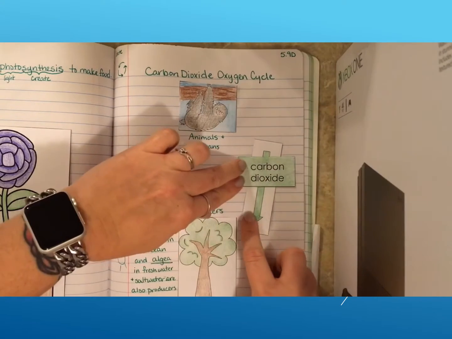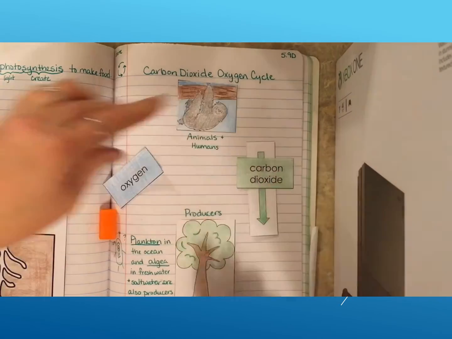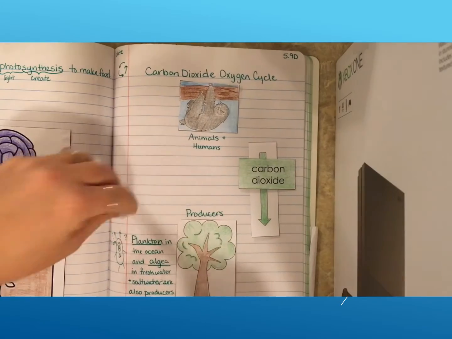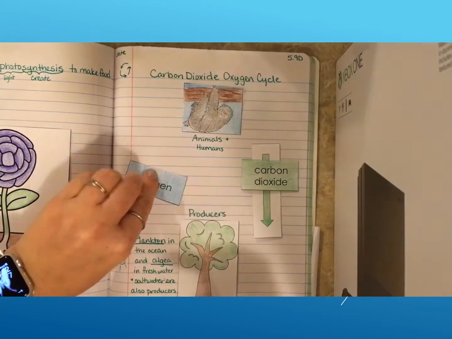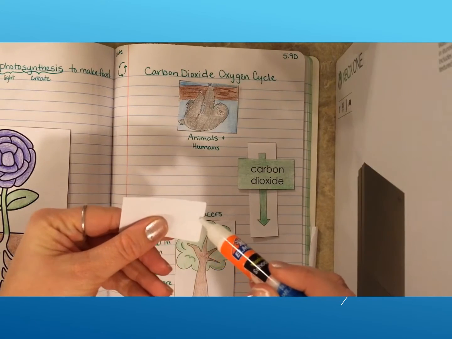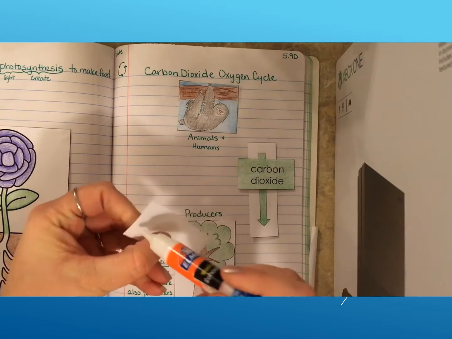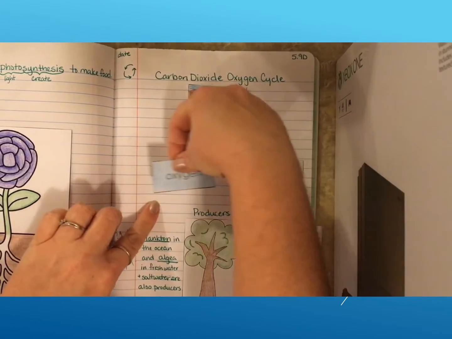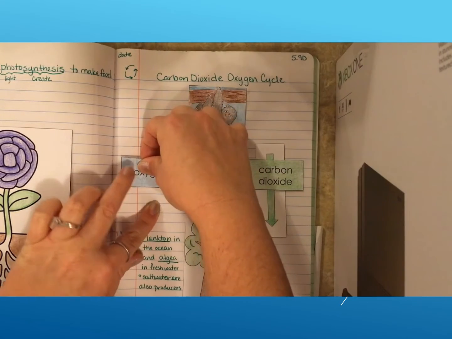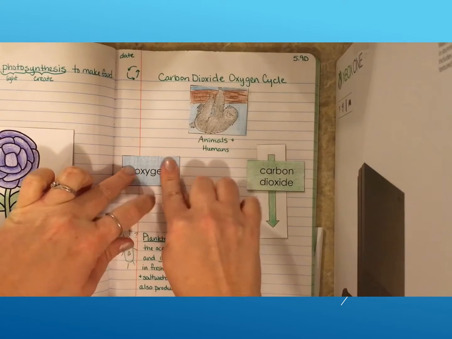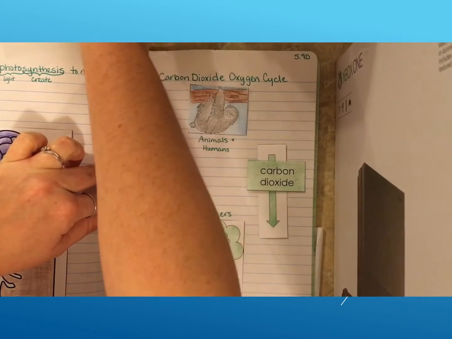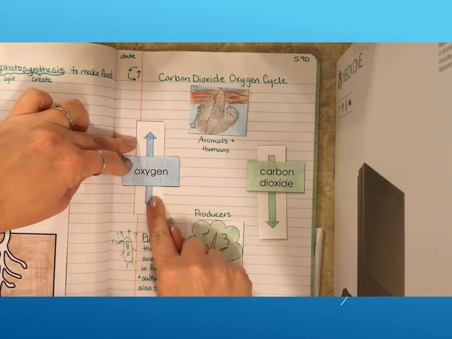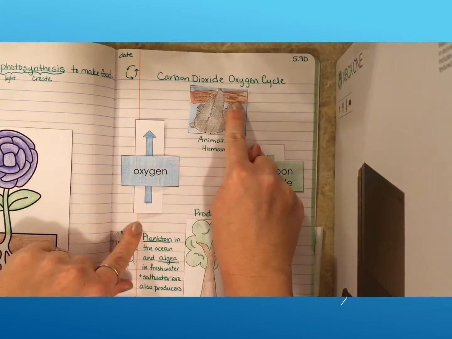The plants will take it in. Then when the plants use it in their photosynthesis that we're going to talk about in just a minute, they make oxygen. So you're going to do the same thing. Small dot of glue on the side, small dot of glue on the side. And when you glue it in, it's going to make a little slot for the arrow to flow away from the producers and up to the animals and humans to use.